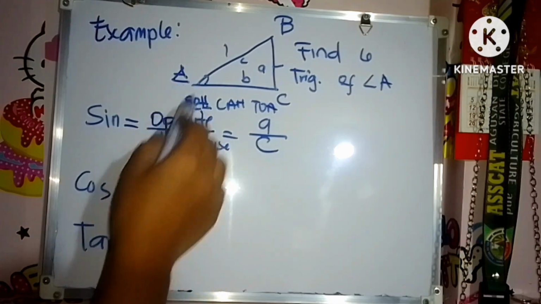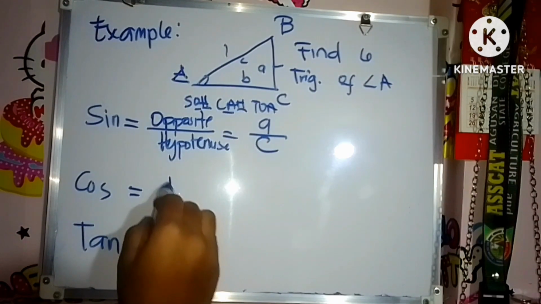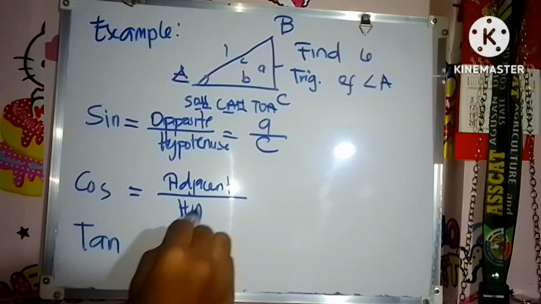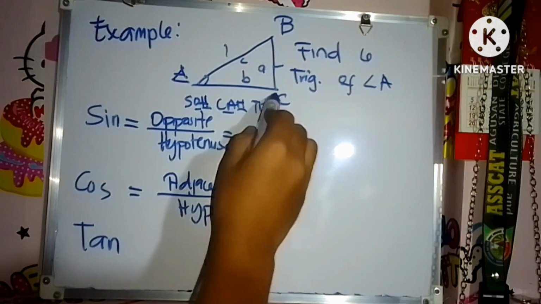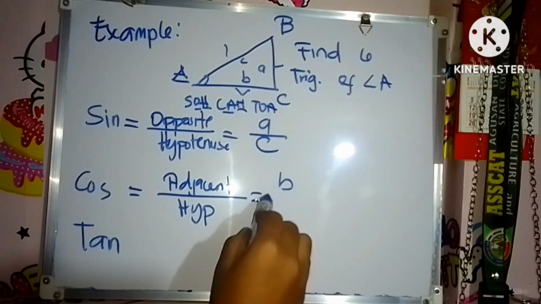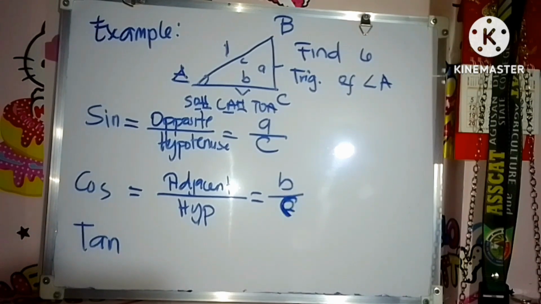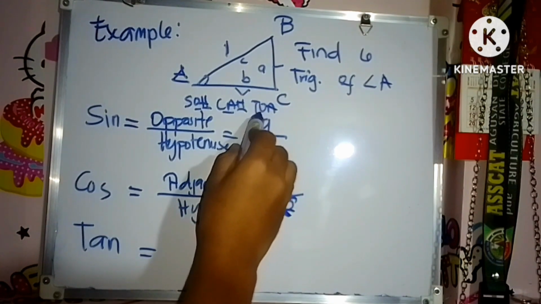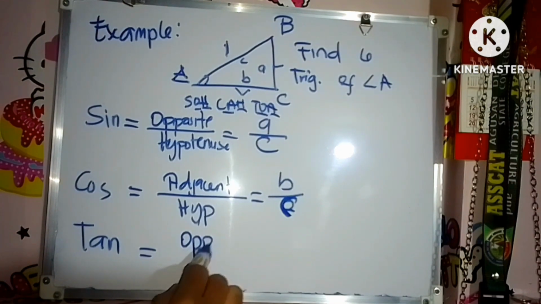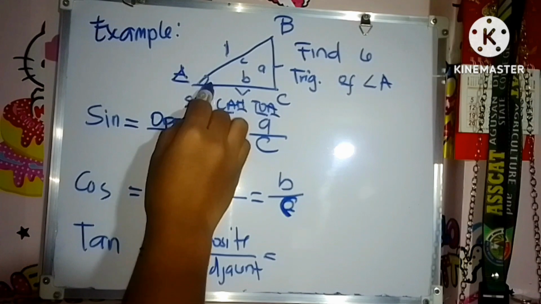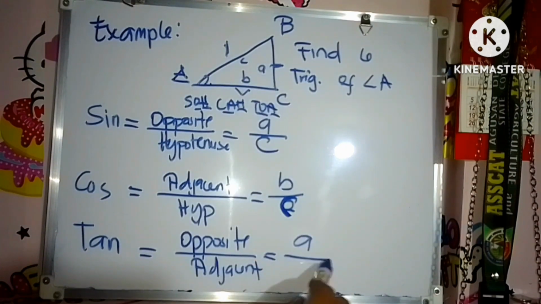Next, cosine is equal to adjacent over hypotenuse. Our adjacent is B, and our hypotenuse is also C. The next is the tangent. Tangent is equal to opposite over adjacent. The opposite of our angle A is A, and the adjacent is B.